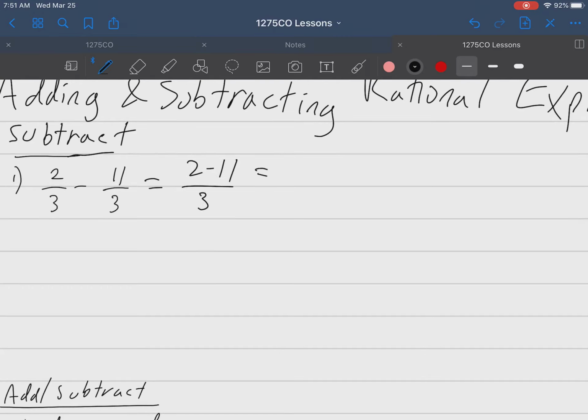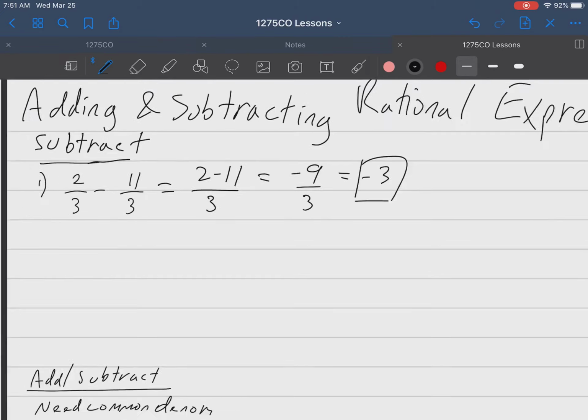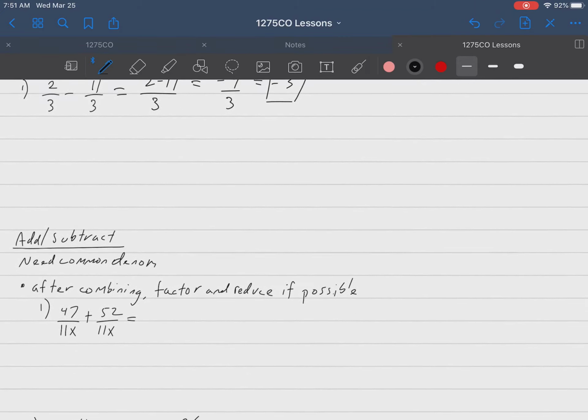is to perform the operation on the numerator and keep the same denominator. Negative 9/3 will reduce to a negative 3/1. So just negative 3.